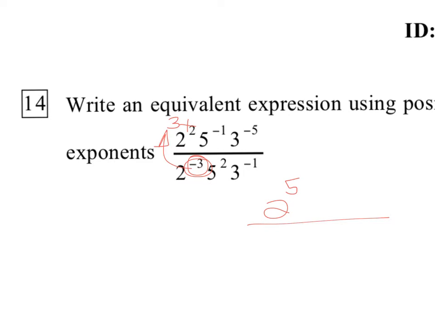Now let's deal with the 5s. I have 5 to the negative 1. You're not allowed to have a negative 1. It has to come down and get added to the bottom. That's going to become 5 to the 3rd.